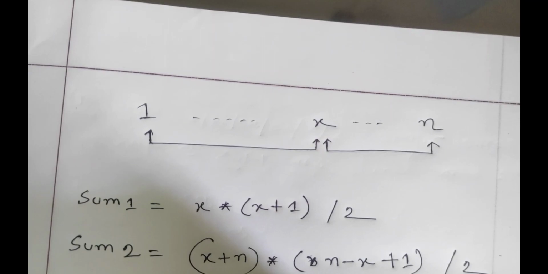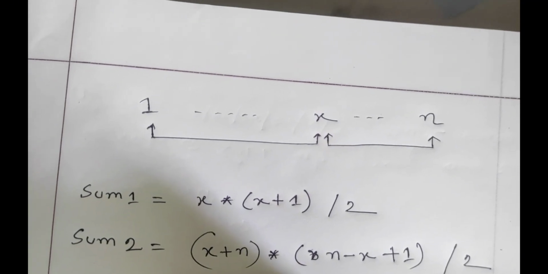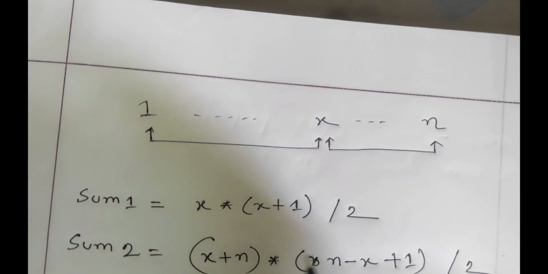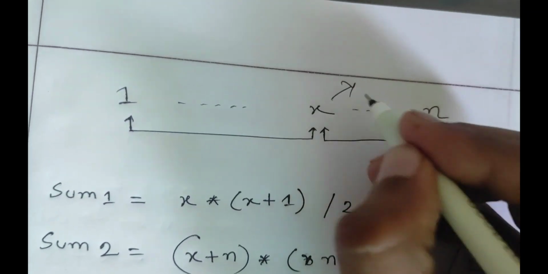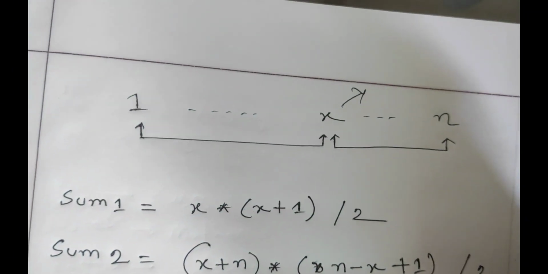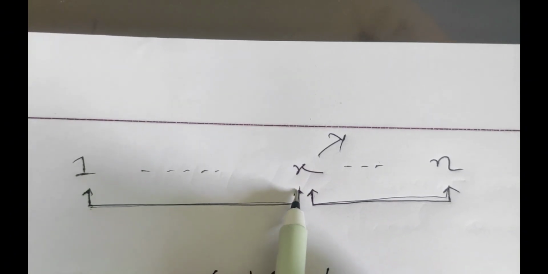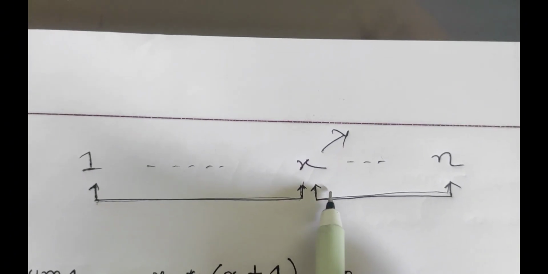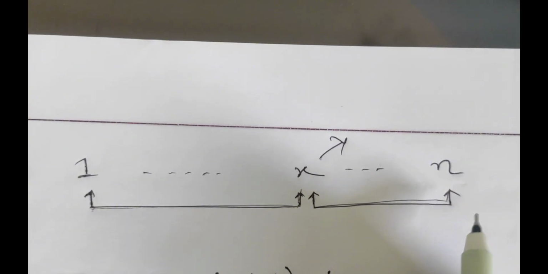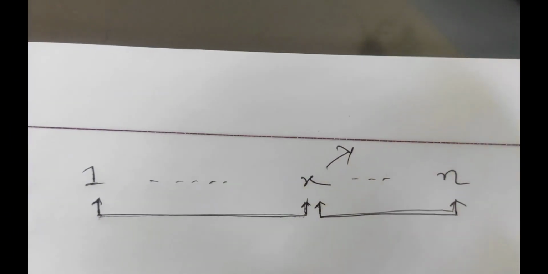Here we are given a range of numbers from 1 to n. Now consider x is the pivot number. So we can say if the sum of 1 to x equals the sum of x to n, then x is the pivot number.